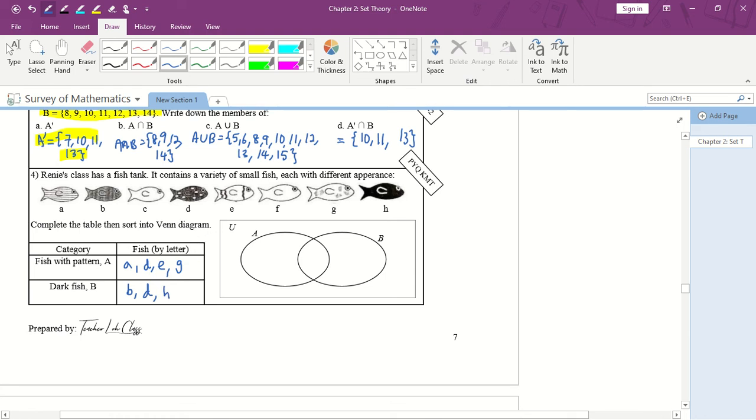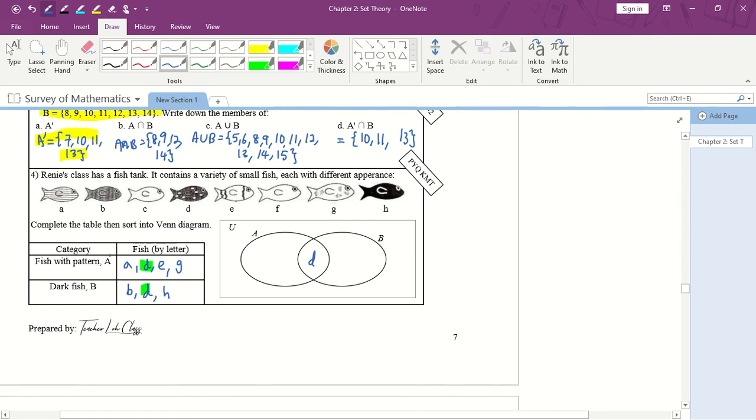And now we need to sort it into the Venn diagram. Remember, when we sort into the Venn diagram, we always try to put the intersection first. So A: A, D, E, G. B: B, D, H. So what is in common? The answer is D. So now we'll put D first, and we'll fill in the rest.